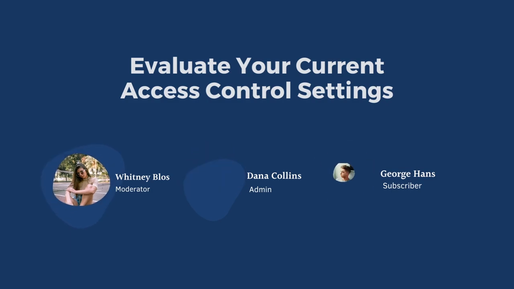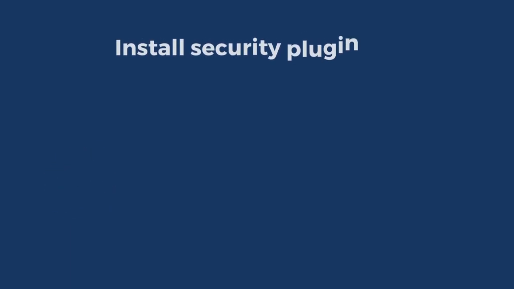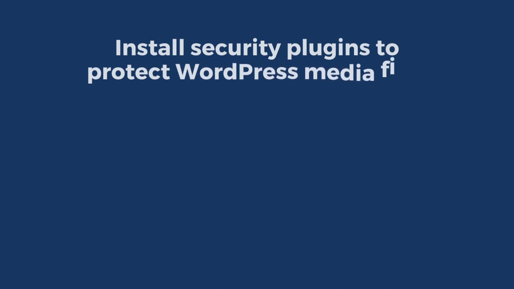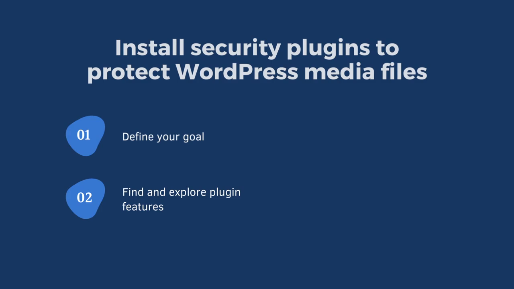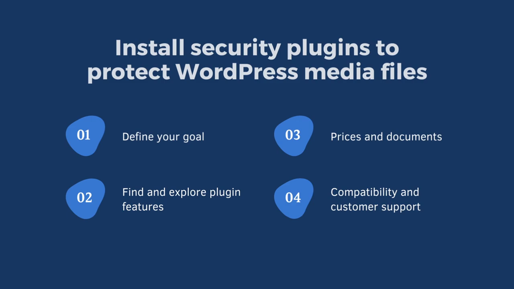One of the most important steps is to install security plugins to protect WordPress media files. Choosing the right security plugin is an important step in keeping your media files secure. Here's a step-by-step guide to help you make the best choice. Define your goal. Find and explore plugin features, prices and documents, compatibility and customer support. Always do your own research and read reviews from other users before choosing a plugin.